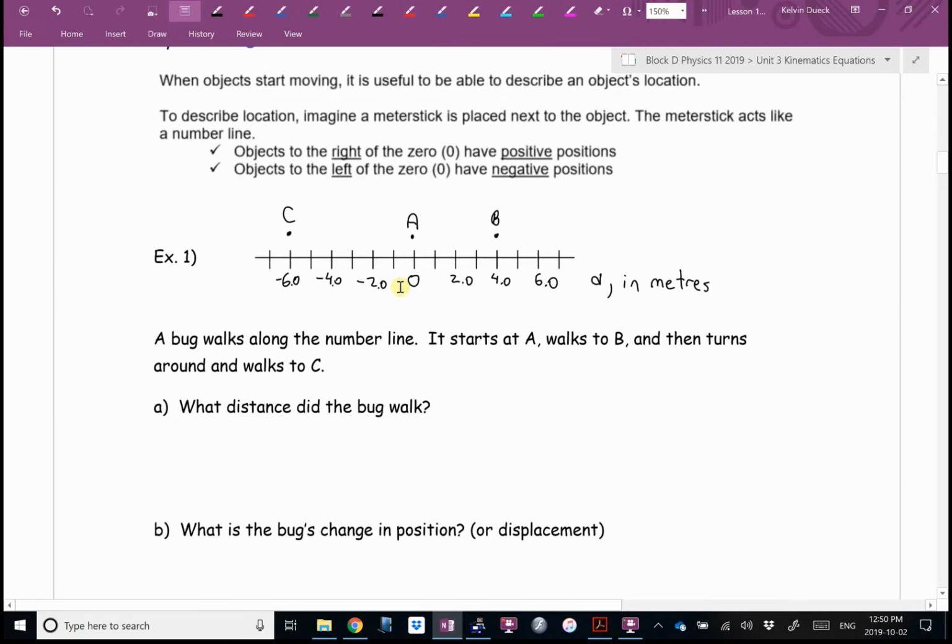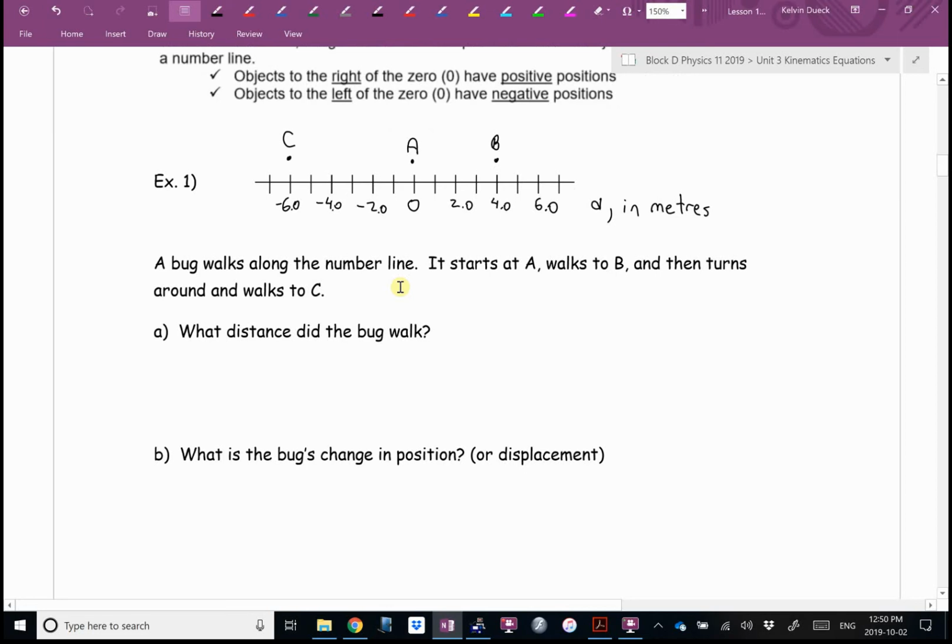Anyways, example 1. A bug walks along a number line. It starts out at location A and goes to B. Then it turns around and walks to C. A says, what distance did the bug walk?